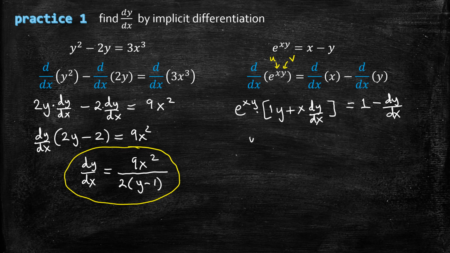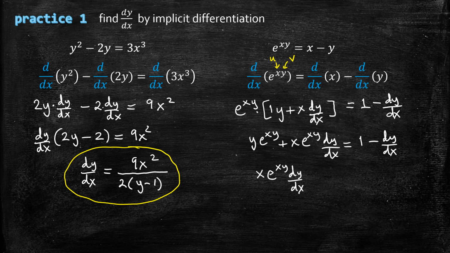So we can write this as y e to the xy plus x e to the xy times dy by dx equals 1 minus dy by dx. Now let's switch sides. Let's get all the dy by dx terms to one side and the others to the other side. So I'm going to keep this one here, and I'm going to bring this dy by dx over, so it becomes plus dy by dx. And then I'm going to bring this term, which doesn't have a dy by dx, to the other side. So we get this.